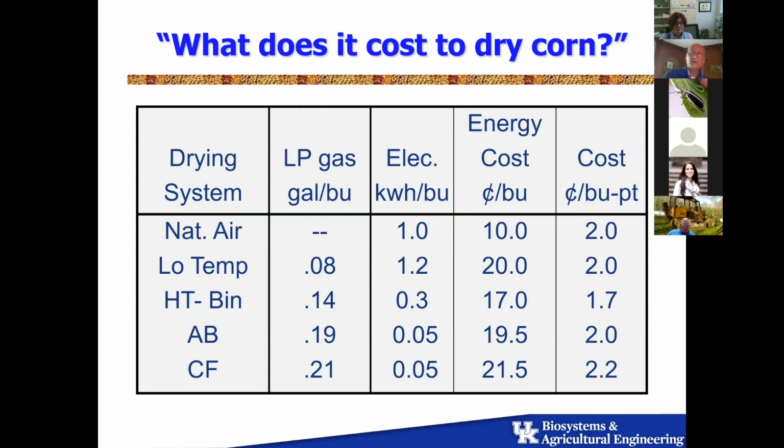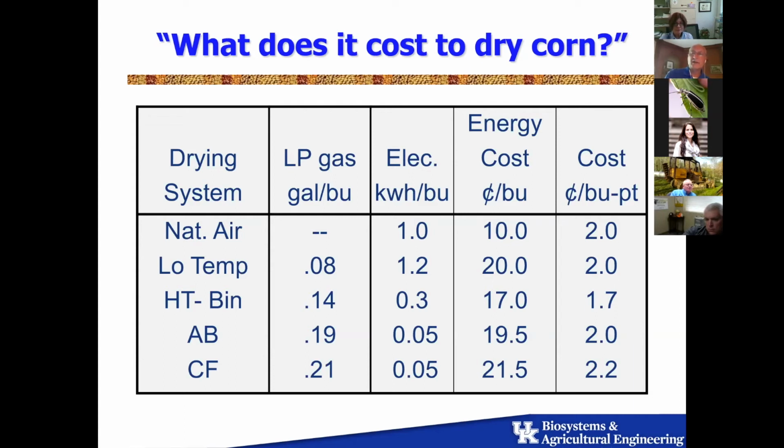I get that question a lot on drying costs, and this is looking at a dollar for LP gas, so you would need to adjust that. You can easily do that by multiplying the drying cost by a factor. So if you're paying $1.40, you would want to multiply these by 1.4 to adjust for the cost per bushel. But you can see a comparison there.